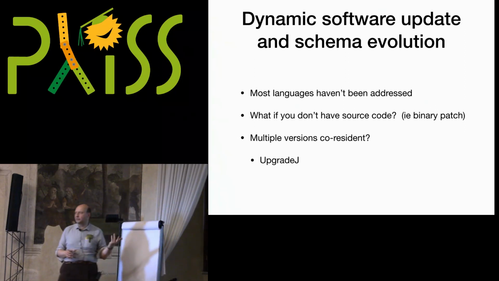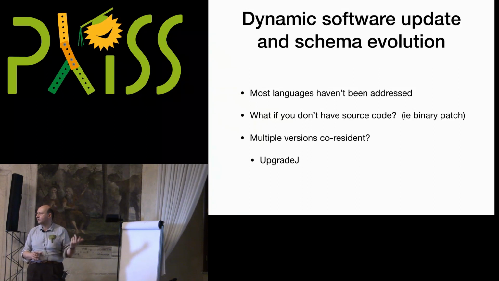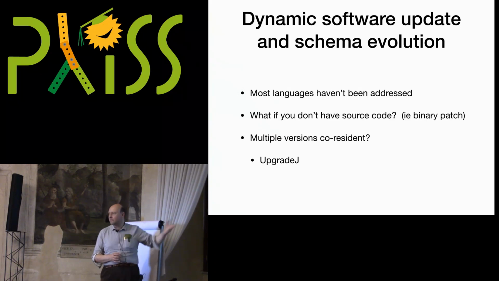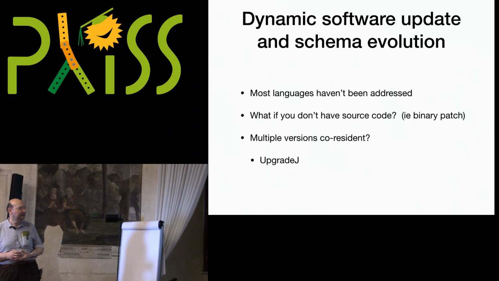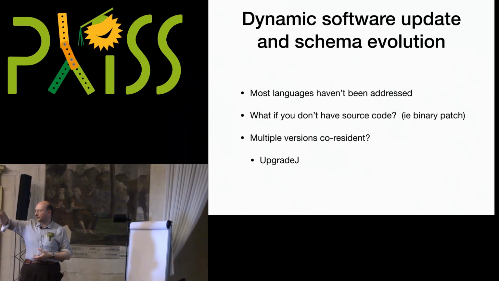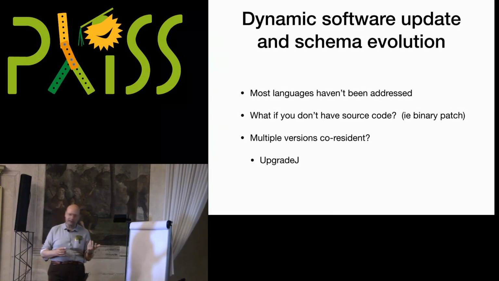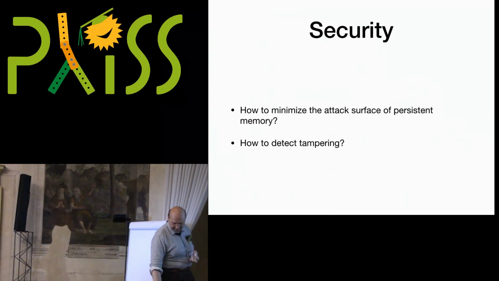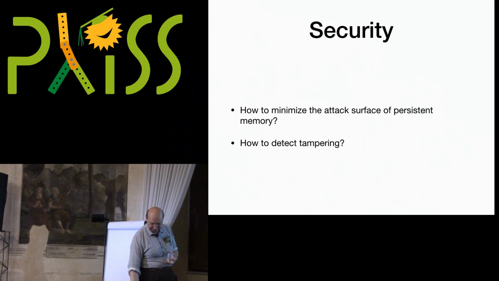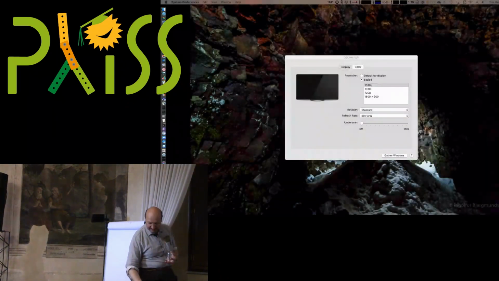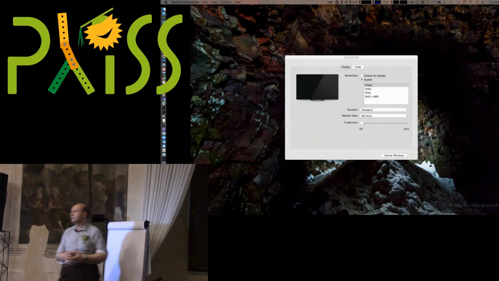A big one is the dynamic software update issue and schema evolution. There are all these languages out there that have to have this thought through. What happens if you don't have the source for the thing you're evolving? What if you have multiple versions co-resident? There's some really nice, thought-provoking work from Gavin Bierman, who some of us know, and James Noble on a system called UpgradeJ, which makes versions an explicit thing in the programming language, which is an interesting direction to go in. Security, yeah, we need some. And that is all. So, last questions.